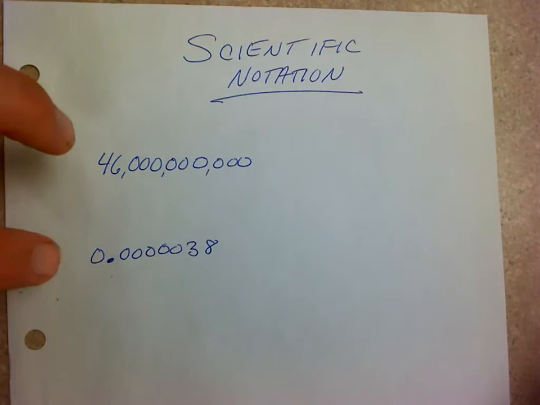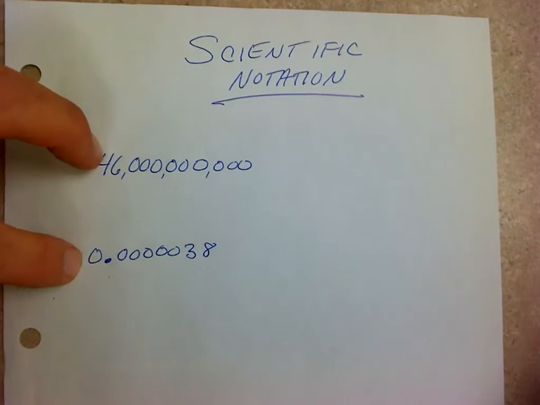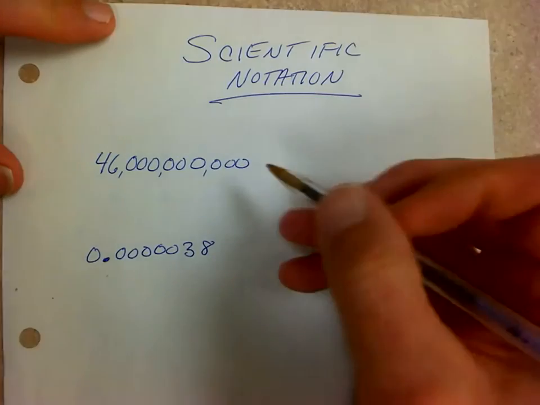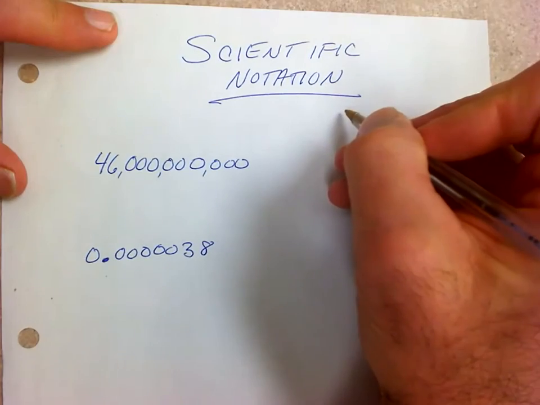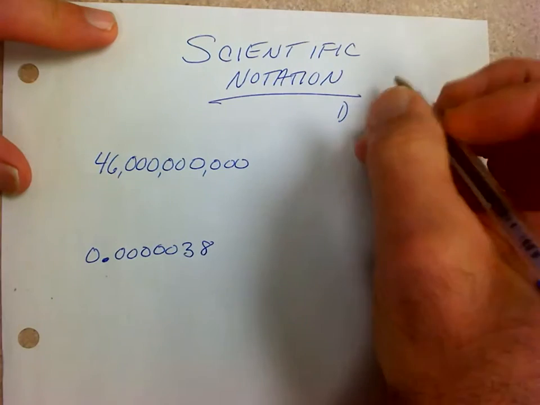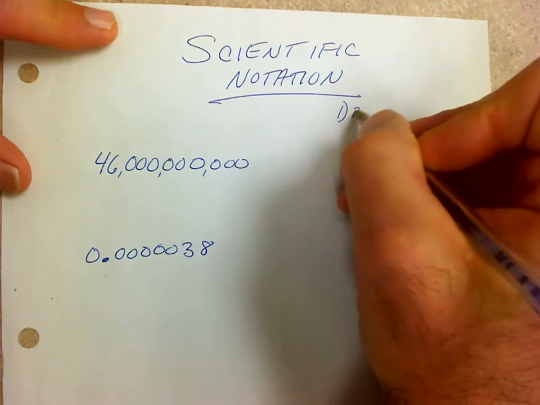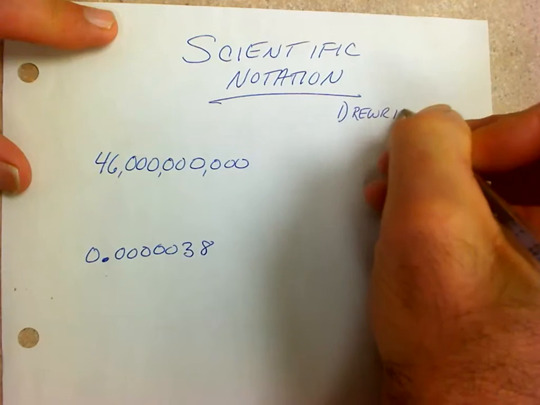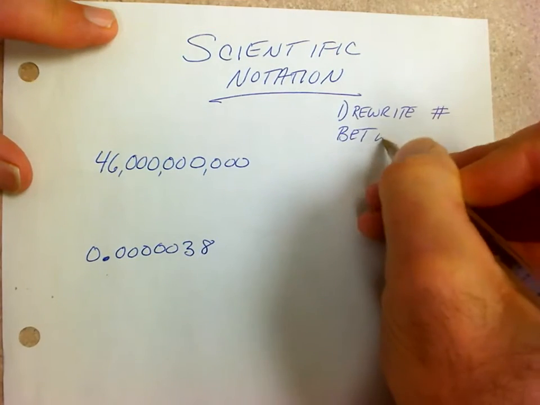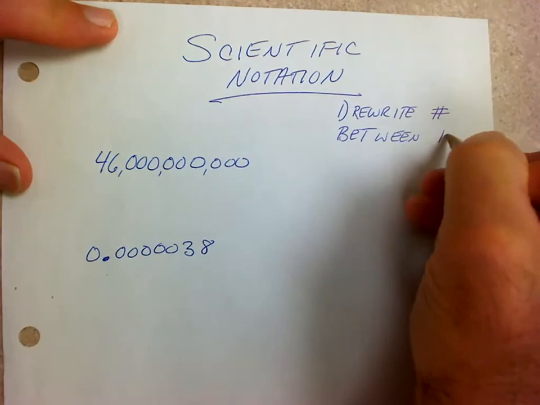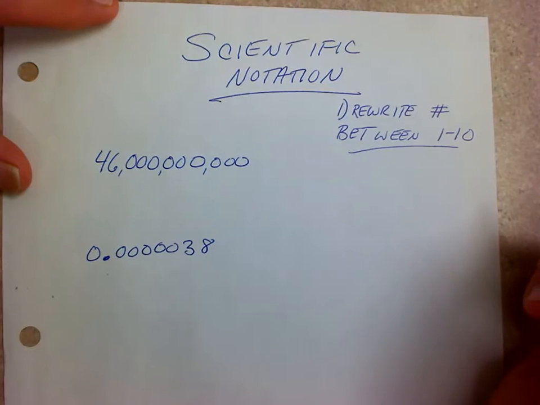And so when we're given our numbers like this in standard form, one of the things we want you to be able to do is rewrite them in what we call scientific notation. And if you remember, scientific notation has two parts. Step number one, we're going to rewrite our number so that it's between 1 and 10. Okay, which means we got to move the decimal point.